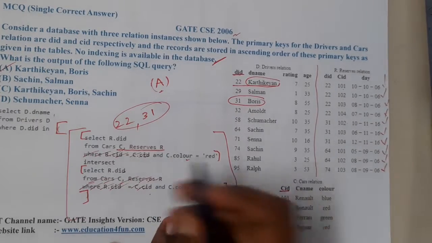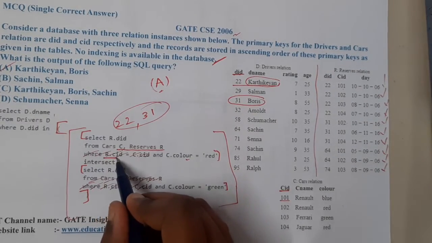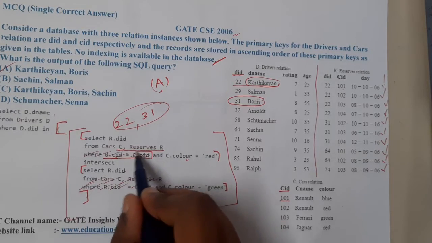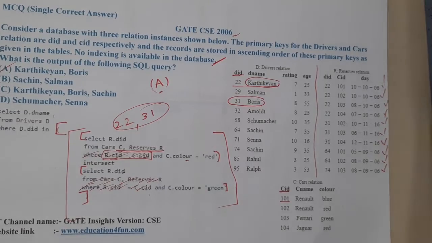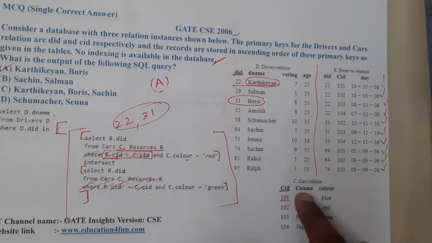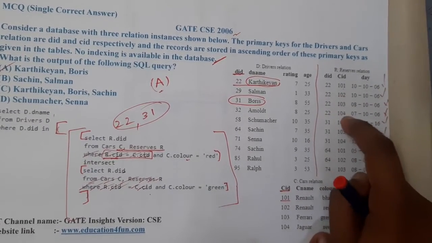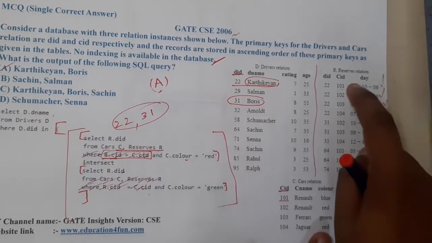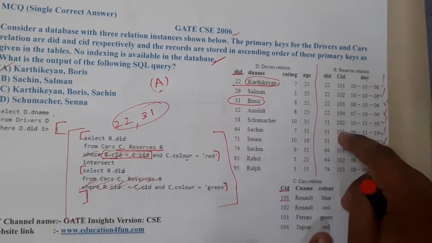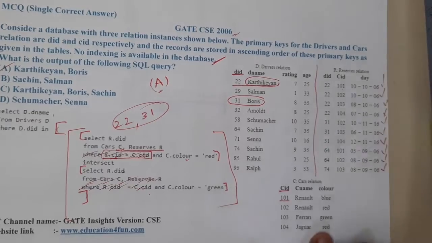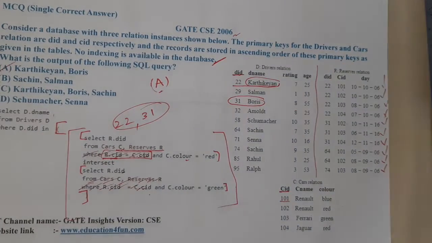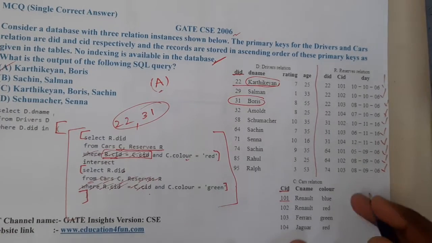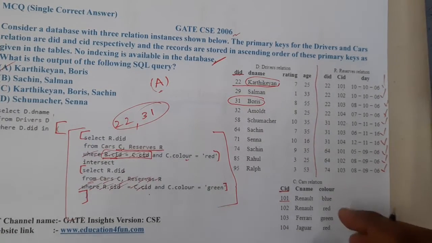Here we started comparison with R.CID equal to C.CID. So basically, how many comparisons did we do here? We started checking this CID should be equal to this CID. So 1, 2, 3, 4, 5, 6, 7, 8, 9, 10. A total of 10 items are available in it, right? So for these 10 values, we are going to compare.